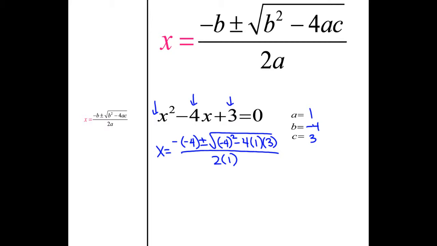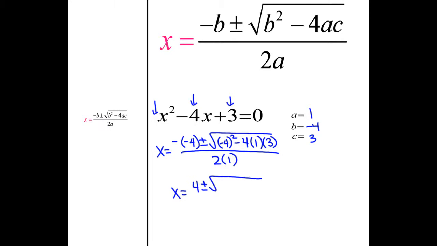Now there's a reason I put parentheses around everything, and that's if I'm going to plug this into my calculator, I need to make sure I have parentheses in the right places, because your calculator is only as smart as the person operating it. So let's simplify, not even using a calculator, just by hand. You should be able to and must be able to do this by hand. The opposite of negative 4 is, well, it's 4, plus or minus a square root.